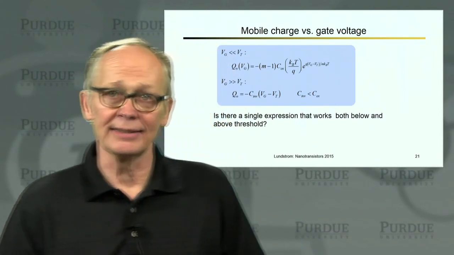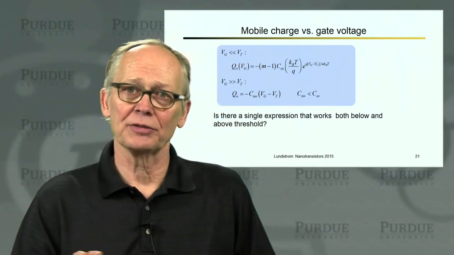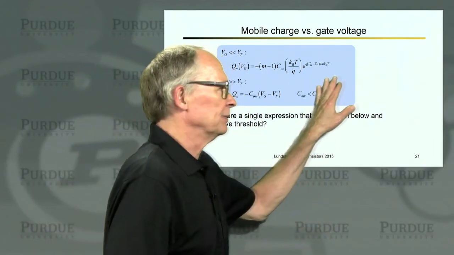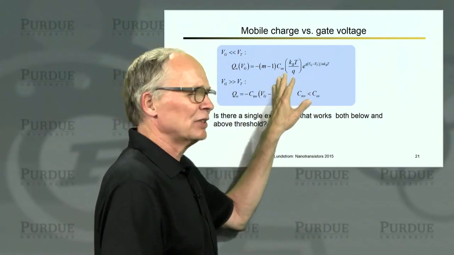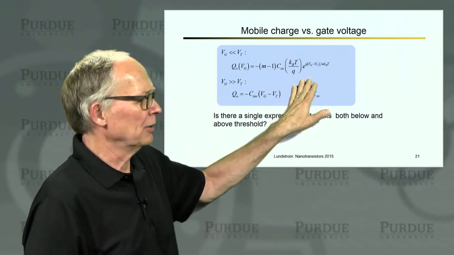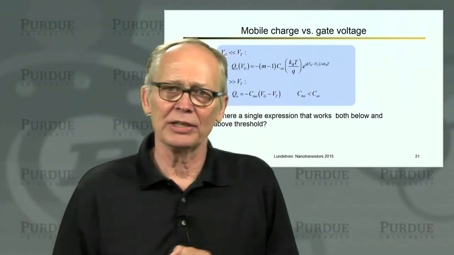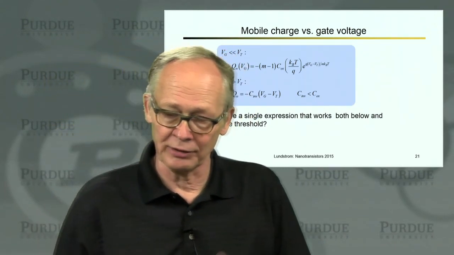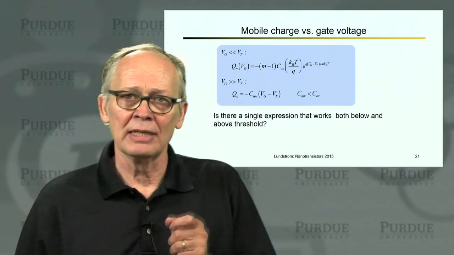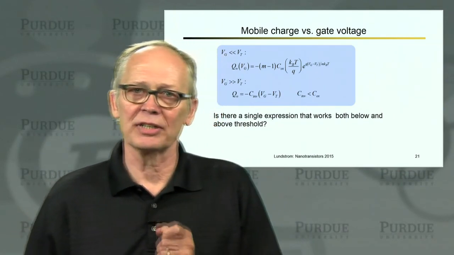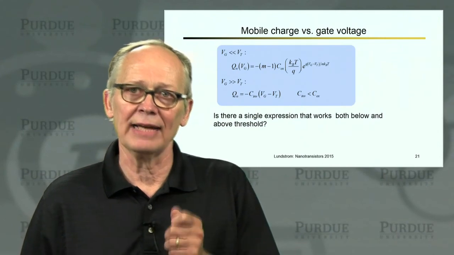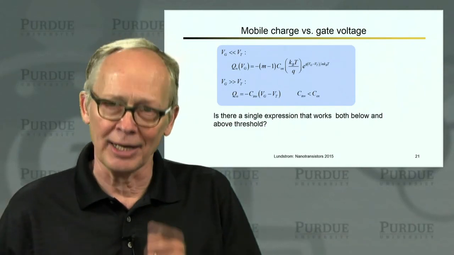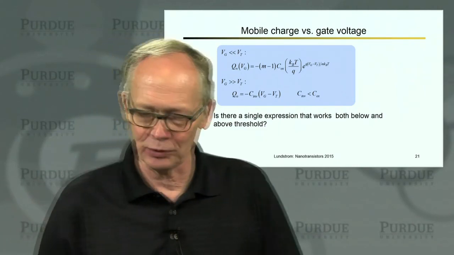So what we've discussed in this lecture is the mobile charge versus gate voltage in a bulk MOS capacitor. We developed an expression. It wasn't too hard, it took a little bit of effort, but the takeaway point that you want to remember here is that below threshold, the mobile charge varies exponentially with gate voltage. It goes as e to the gate voltage minus threshold voltage over mkT. There's that parameter m again that keeps coming up, and that's so important.